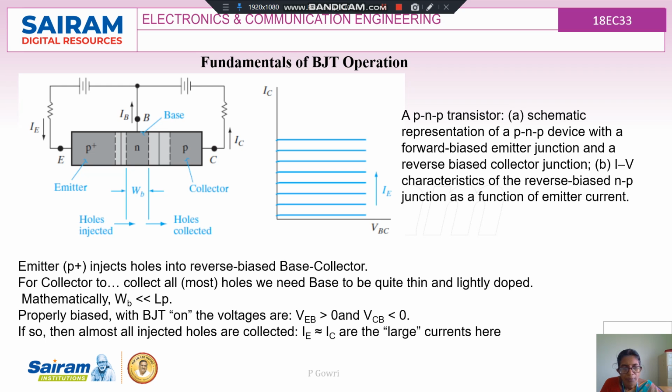With the BJT properly biased on, the voltages are such that VEB, the voltage between the emitter to base junction, should always be greater than 0 to make the junction forward biased, and similarly VCB, the voltage applied between the collector and base terminal, should be negative. That is, it should reverse bias the collector to base junction, so that most of the injected holes will be collected at the collector region. Hence the conventional current relationship can be given as IE is almost equal to IC, which is a large current when compared to the base current.